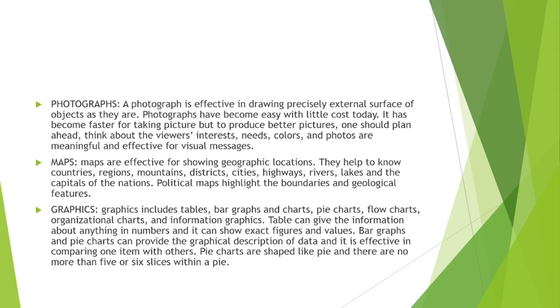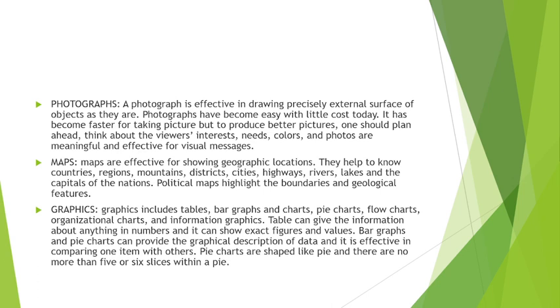Now, another visual message is map. Maps are effective for showing geographic locations. They help to know countries, regions, mountains, districts, cities, capitals of the nations, highways, rivers, lakes, right? And political maps highlight the boundaries and geological features. There is multiple information about geography, about population and density of population and forest area, lakes. Number of things are included in the maps.